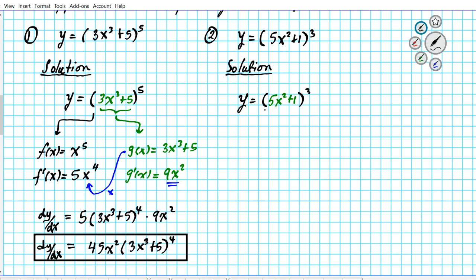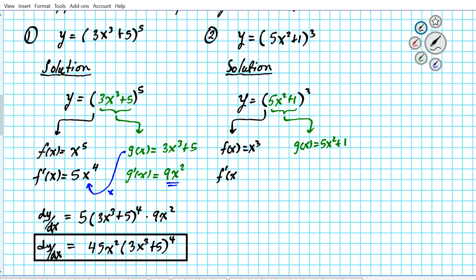So let's call the outer function f of x. The cubic monomial x to the third is the outer function. And then the inner function is our quadratic binomial that we have here. So let's call that g. So g of x is 5x squared plus 1. All right, so like we did in number 1, we're going to differentiate both.